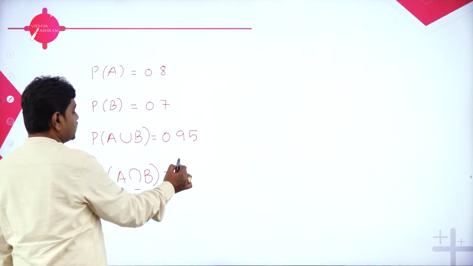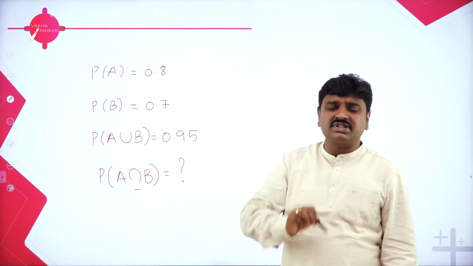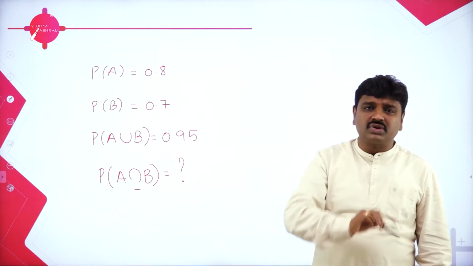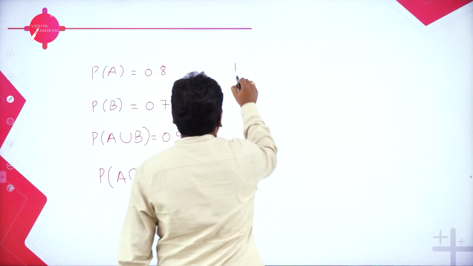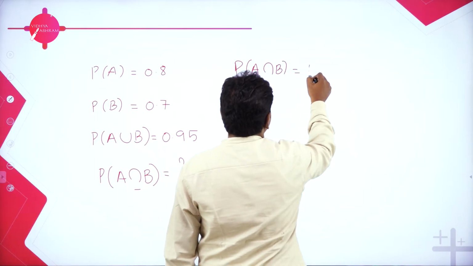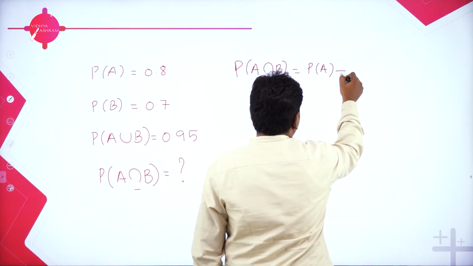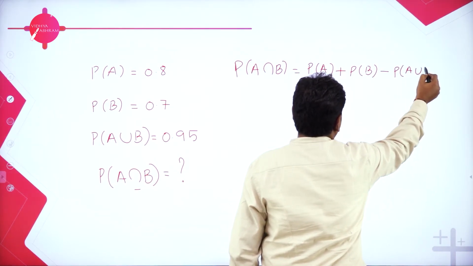Both means what? Intersection. This is the question. They want you to find P of A intersection B, where A is the set of students passing the first examination and B is the set of students passing the second examination. So what is the formula for P of A intersection B? P of A intersection B can be written as P of A plus P of B minus P of A union B. Substitute the values now.